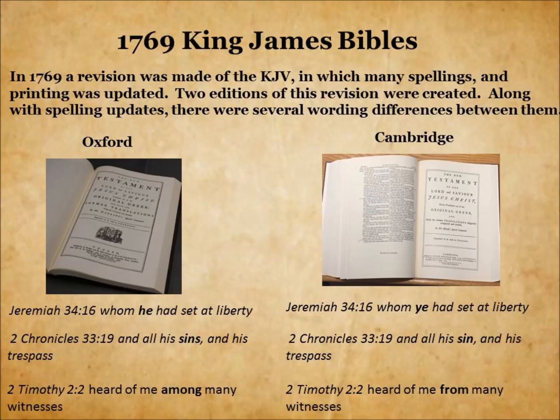2 Chronicles, and all his sins and his trespasses, and in the Cambridge edition it says, and all his sin, singular, as opposed to plural, in Oxford. And then in Oxford in 2 Timothy 2, heard of me among many witnesses, and then the Cambridge edition, heard of me from many witnesses. There's a difference between hearing from people and hearing among people. And so you can say, oh, these differences, these are so minor. These are such tiny little differences. And you're correct. They are small differences.